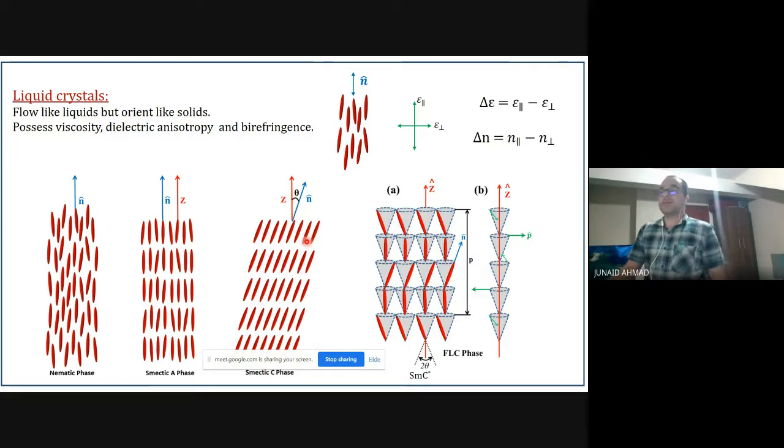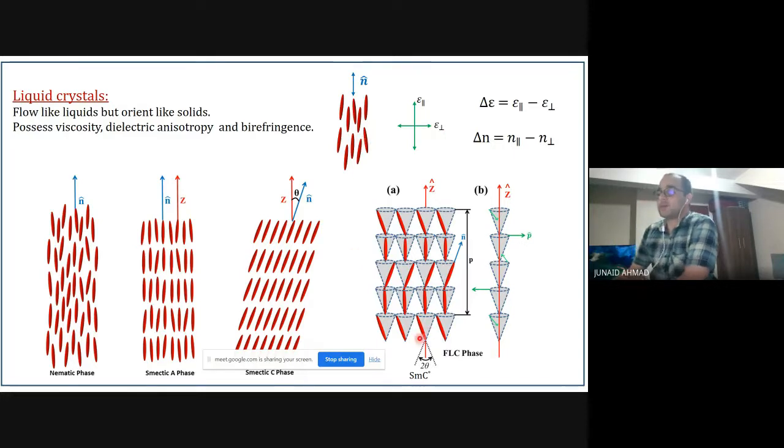In the case of liquid crystals, we define the director. The director is basically the average direction in which all the molecules tend to orient, and we denote it by this unit vector n. As I already said, liquid crystals have birefringence, and we have dielectric anisotropy, where we have epsilon parallel corresponding to the longer axes, and epsilon perpendicular corresponding to the shorter axes of these molecules.